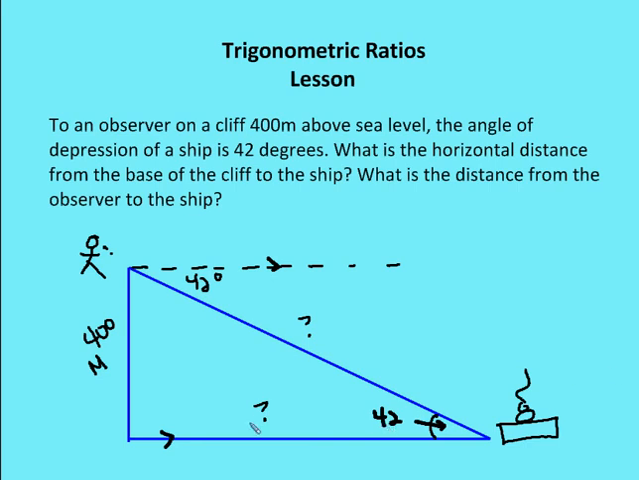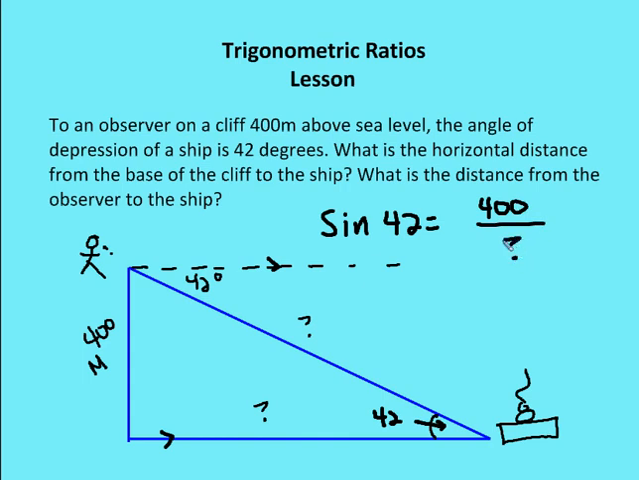We want to identify both the hypotenuse and the adjacent side, given the opposite side. So let's first identify the hypotenuse. We'll set up our trig function and remember which trig ratio we're going to use. We need the hypotenuse and we have the opposite, so we're going to use sine. The sine of 42 degrees is equal to the opposite value, 400, over the question mark of the hypotenuse.